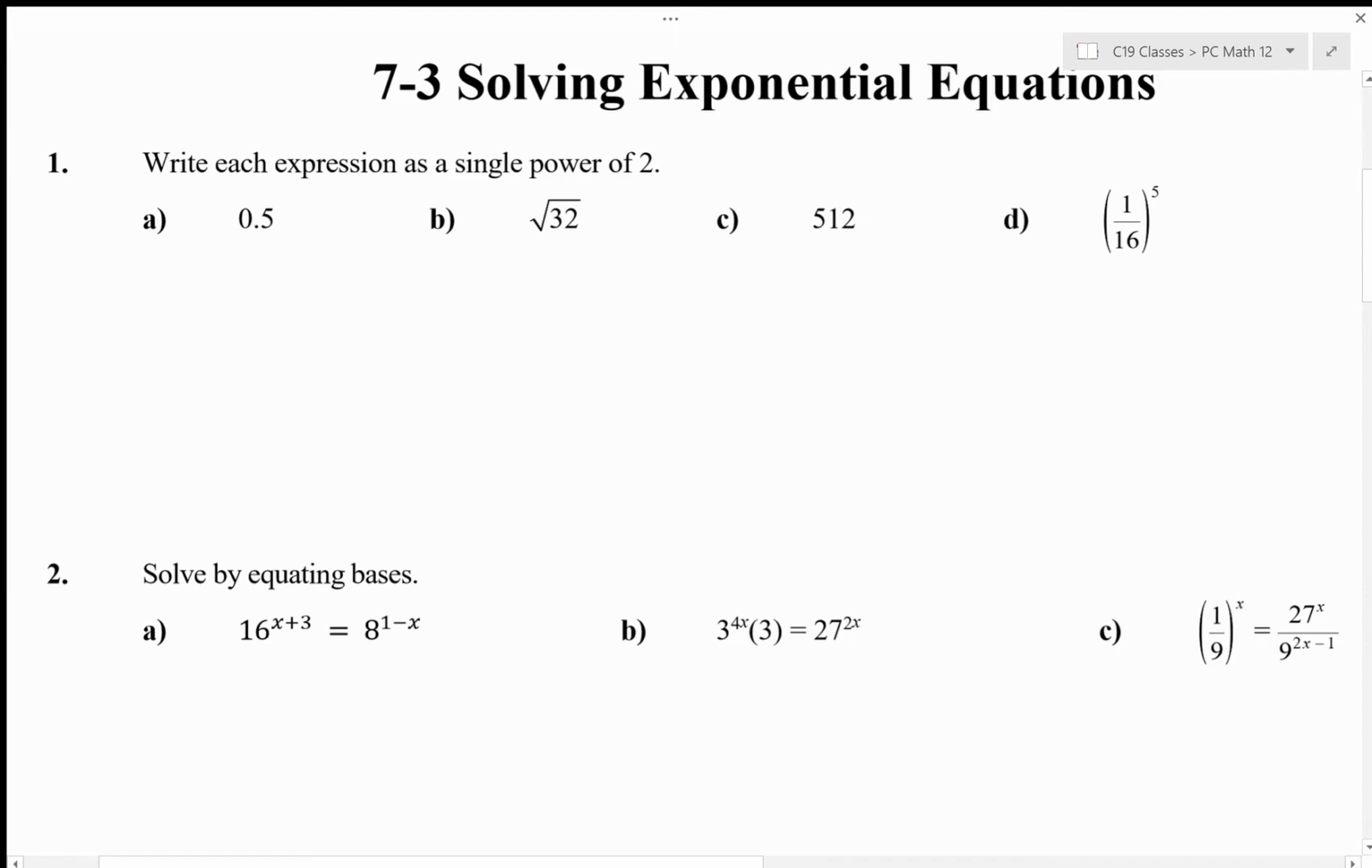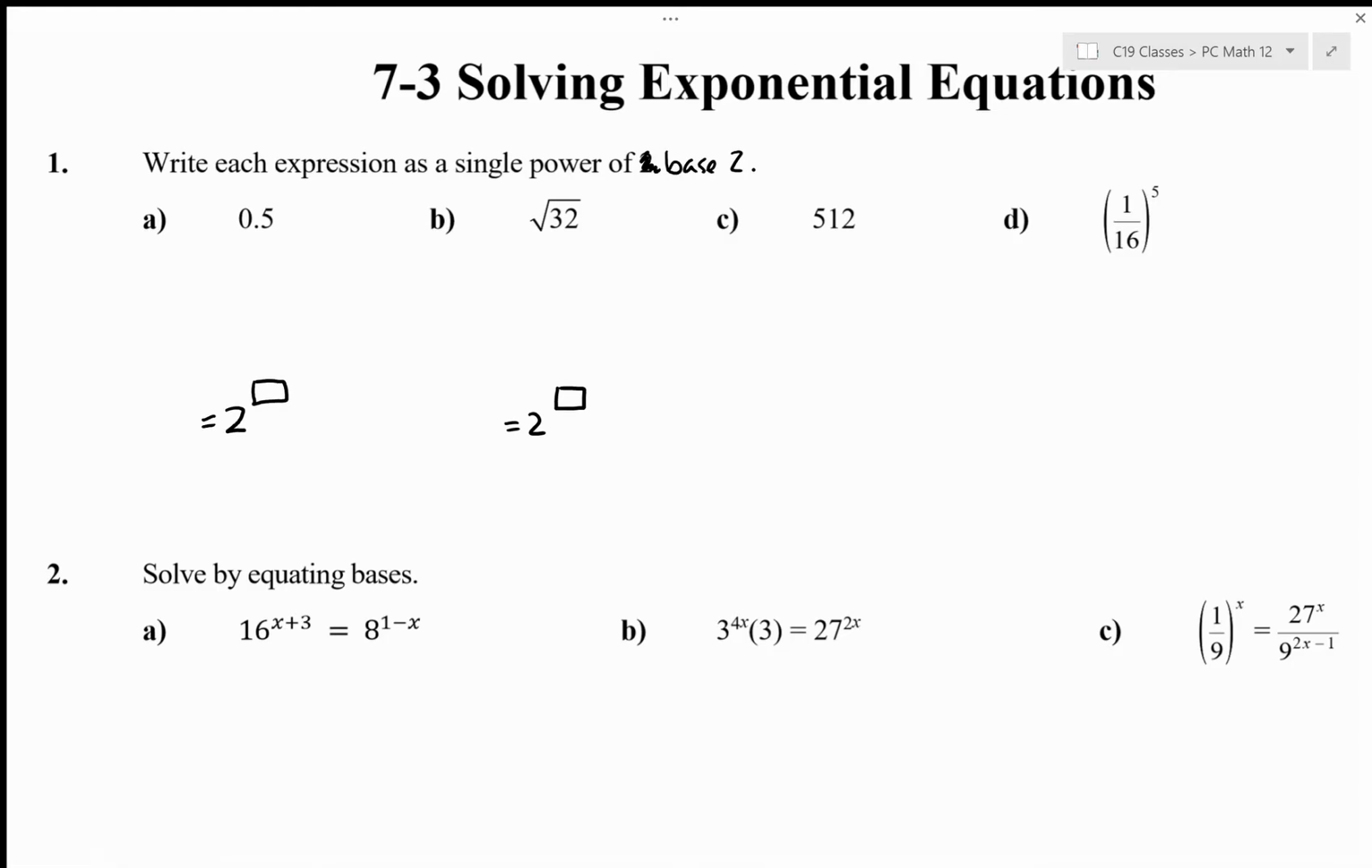understand exponent laws again. First of all, it says write each expression as a single power of base 2. So base 2 means that when you write down the final answer, it should say 2 to the power of something, right? Every one of these should say 2 to the power of something. So that's what they're saying. You should have a base 2. Now this is going to help us when we're solving by equating bases.